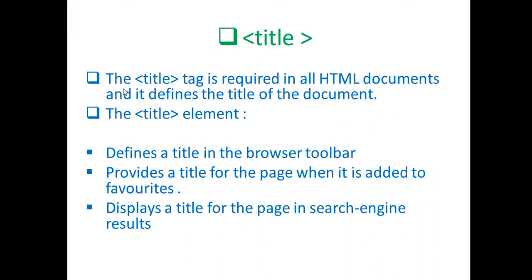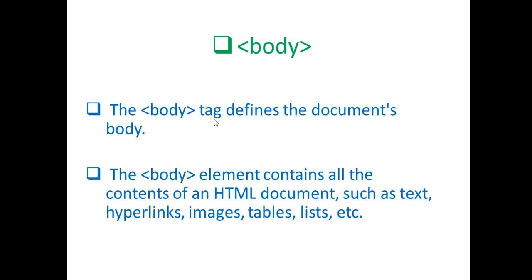The title tag is required in all HTML documents, and it defines the title of the document. The title element defines the title in the browser toolbar, provides a title for a page when it is added to favorites, and displays a title for the page in search engine results. This is the title tag. The body tag defines the document's body. The body element contains all the content of an HTML document such as text, hyperlinks, images, tables, lists, and so on.